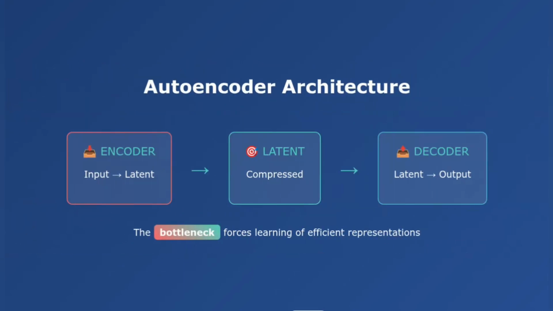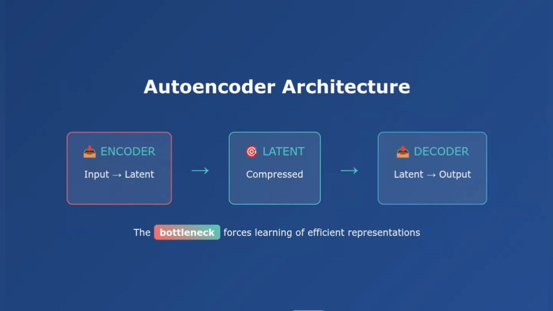Every autoencoder has three main components, and understanding these is crucial for mastering autoencoders. First, we have the encoder. This part takes your input data and maps it to a low-dimensional latent space. Think of it as the compression algorithm that extracts the most important features.